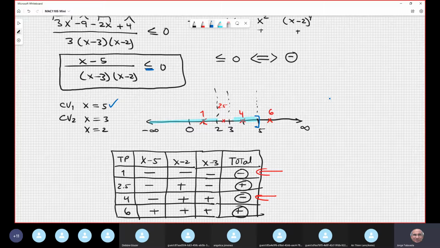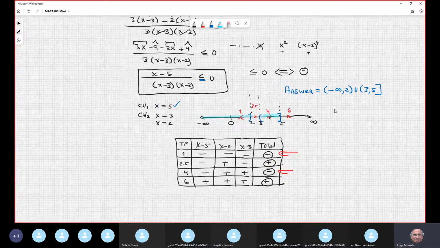However, 3 and 2, no. 3 and 2 is a 0 of the denominator, so it can't be simplified. Therefore, my final answer is: parenthesis negative infinity, comma 2, parenthesis, union, parenthesis 3, comma 5, bracket. Final.